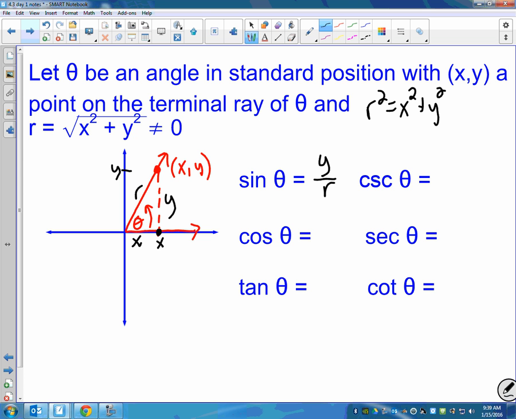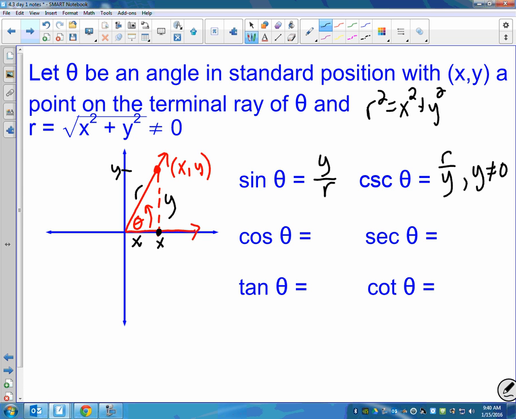And so we could go ahead and throw over here the cosecant. We could just flip it around, right? Cosecant is still the reciprocal. So that's going to be r over y. But we need to say that y can't equal 0. Because if y equals 0, we have a problem. It's undefined. We don't have to say that for sine because r can't equal 0. So sine will never be undefined.